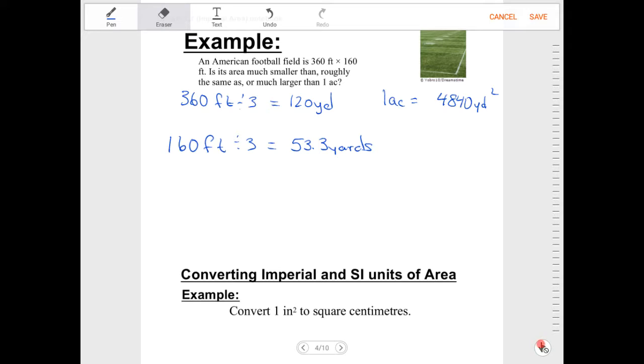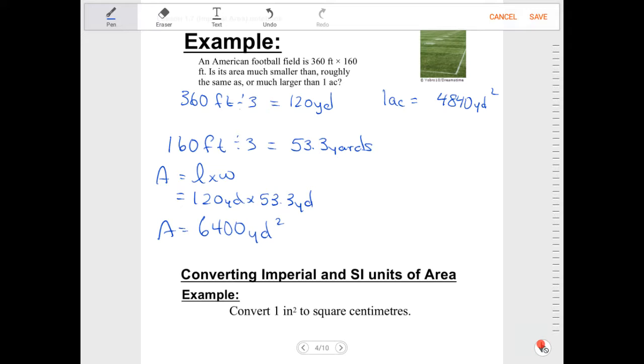Now that I have that, I'm going to figure out my area in square yards. That is going to give me an area of 6,400 yards squared. Now, here's what we're going to do. Let's take a look. I now know my area in square yards.